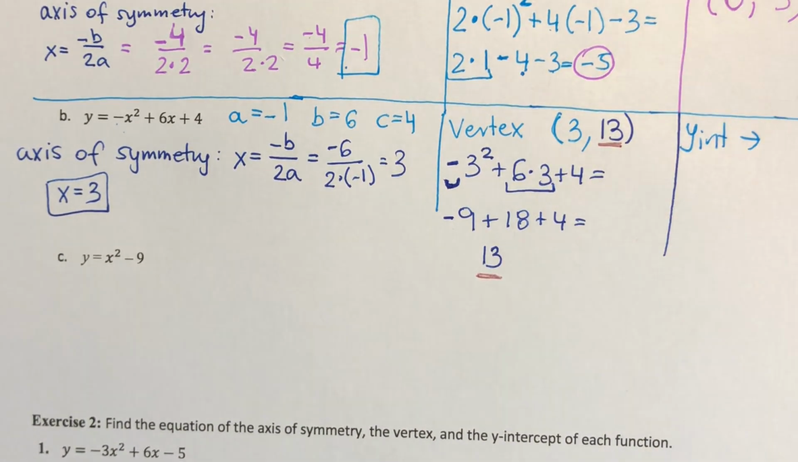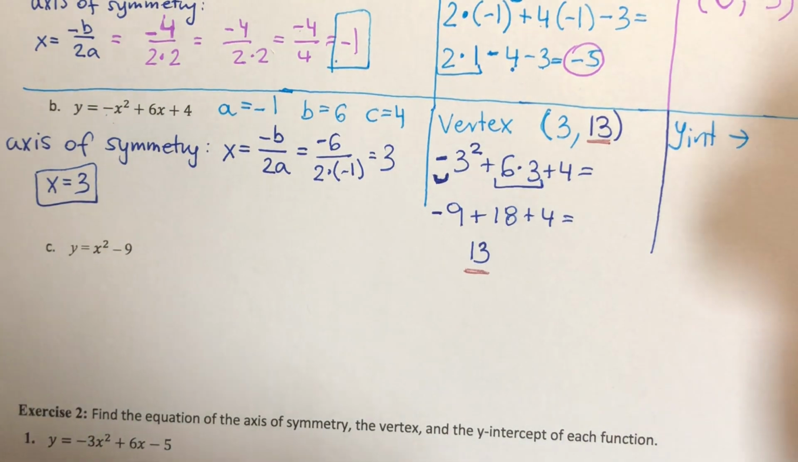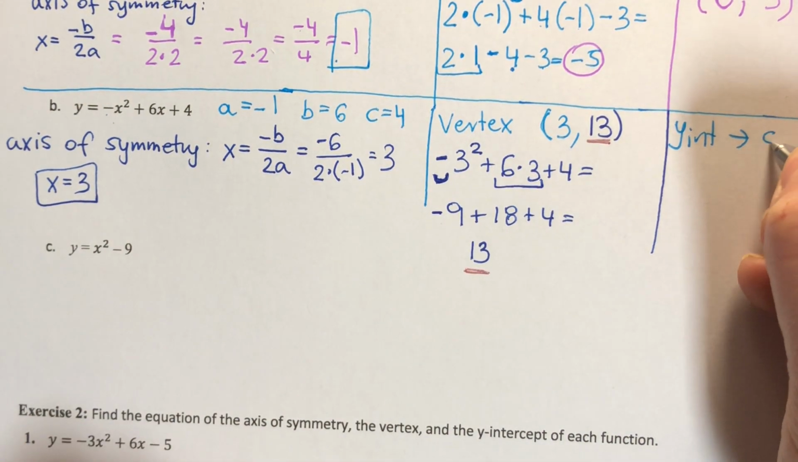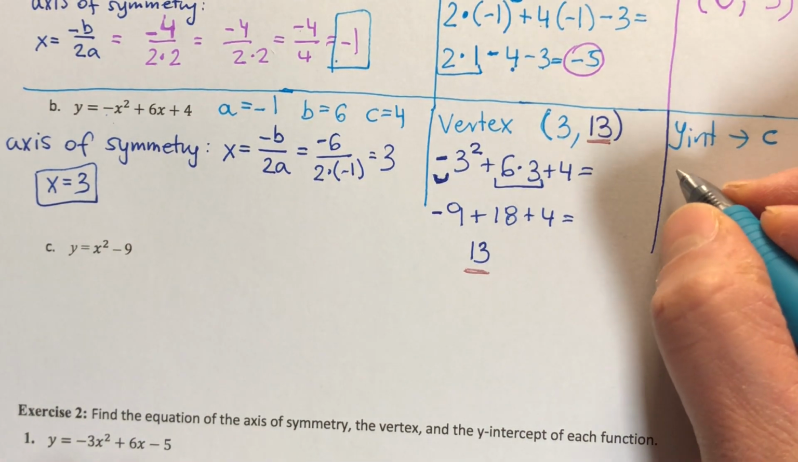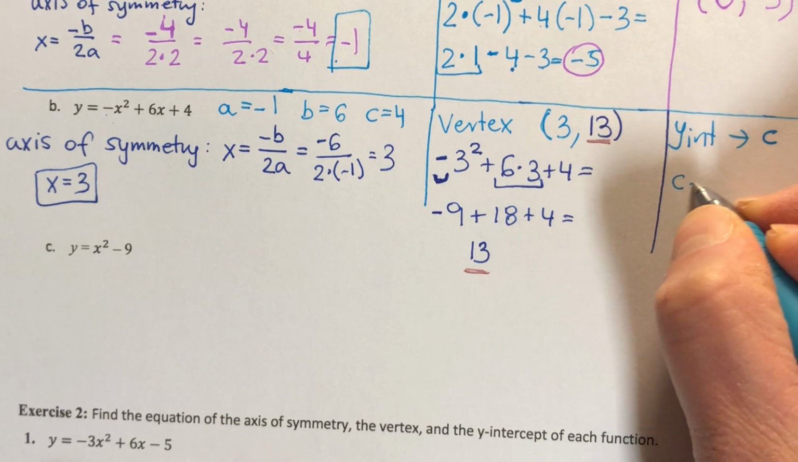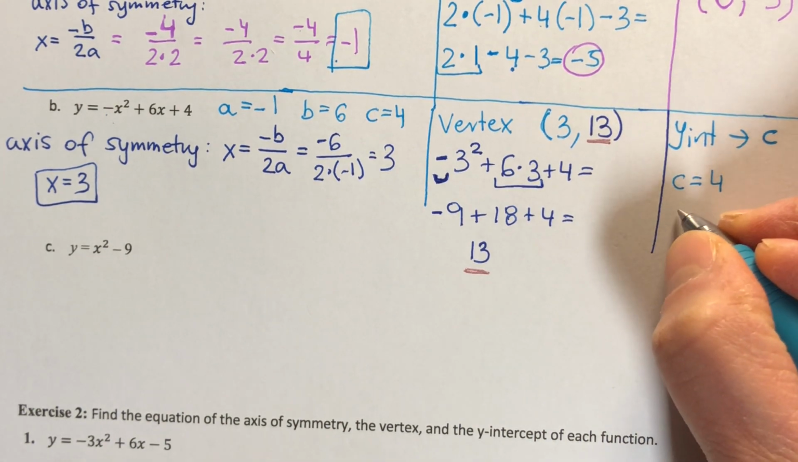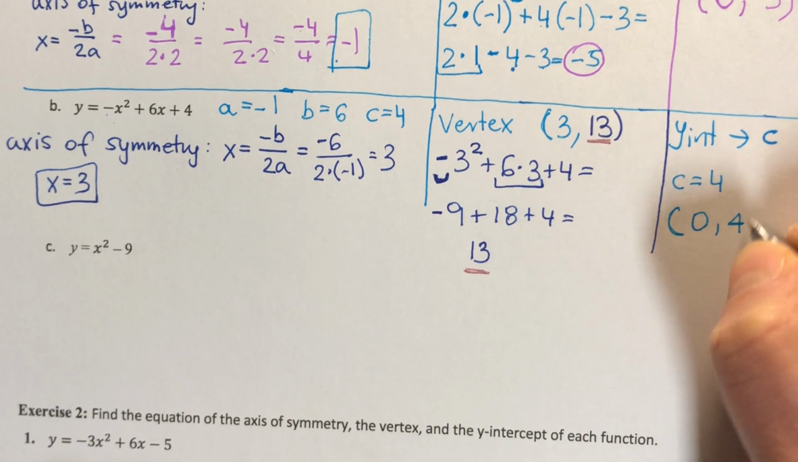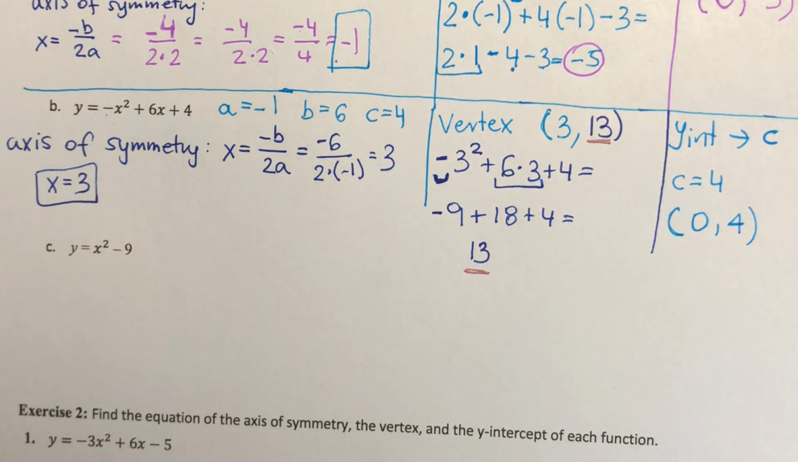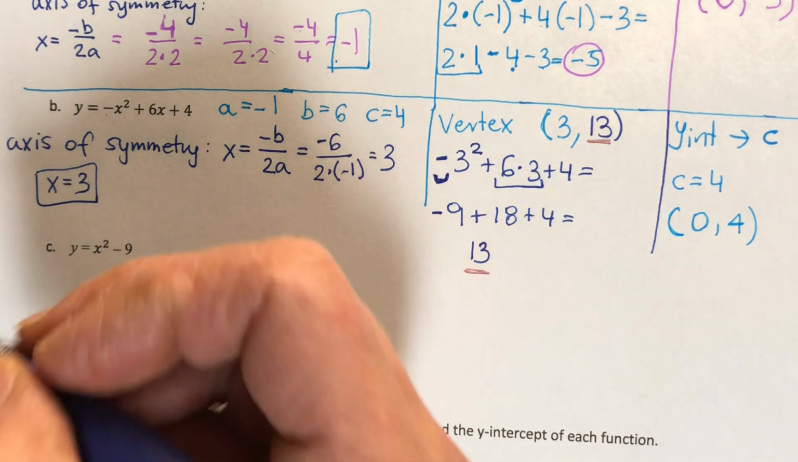And the last thing I need to find is the y-intercept. And again, I want to remind you, on the first page there was a definition that said that the y-intercept is whatever the constant c is. Why? Because if you plug in 0 everywhere in place of x, c is the only thing that is going to be left over. So c in our case is equal to 4. So the y-intercept is going to have coordinates of (0, 4). Done and done.